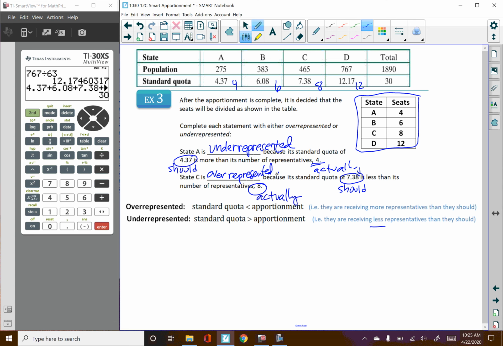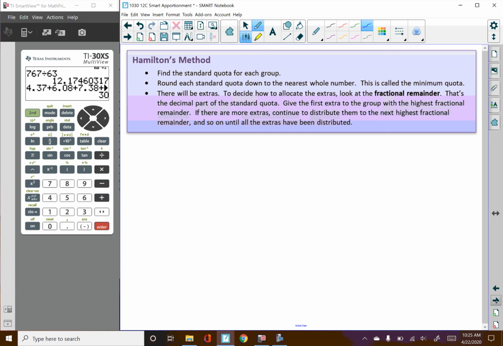So if the standard quota is less than what they get apportioned to them, then they are overrepresented. If the standard quota is greater than the apportionment amount, then they are underrepresented. All right, so you'll have a couple, 1 or 2 homework problems like that. Okay, so now we get to the meat of it, Hamilton's method.